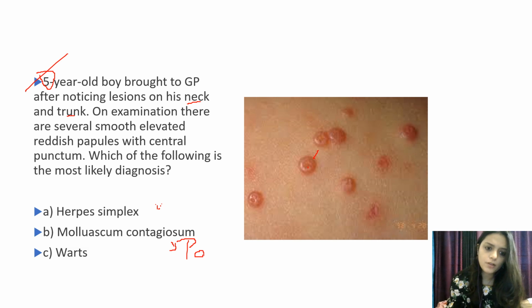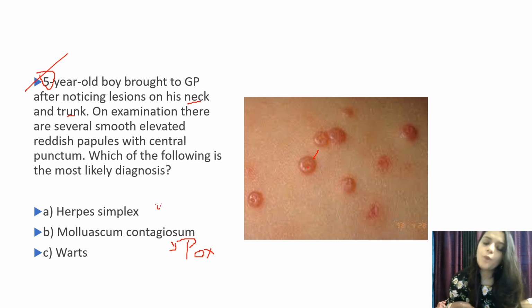This is caused by pox virus. Again, the presentation is very important. So, as they say, it is a slightly elevated lesion or reddish or white papules with umbilication. Umbilication means the center will be slightly depressed.